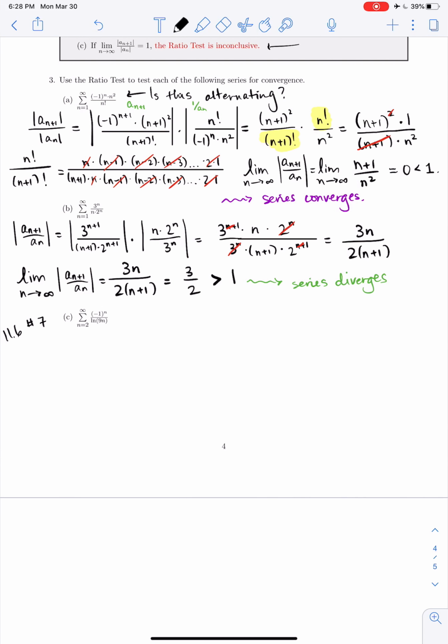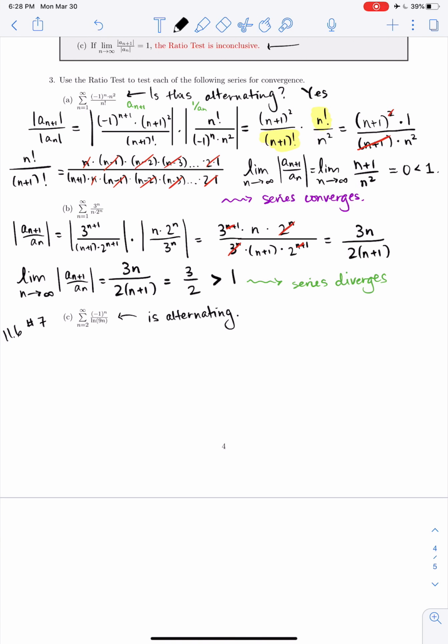Okay, last problem. Let's do this. So again, this is an alternating series, just like in part A. This is alternating, and that's just good to remark. Now we're going to use the ratio test, but you'll see. I'm not going to tell you.